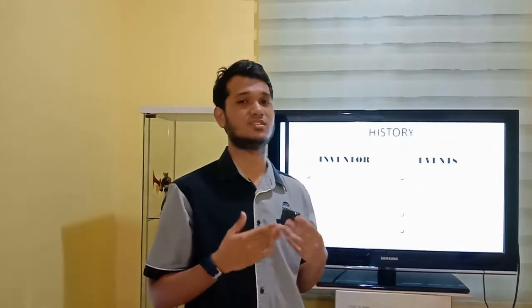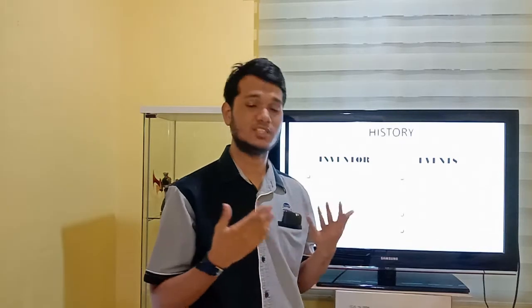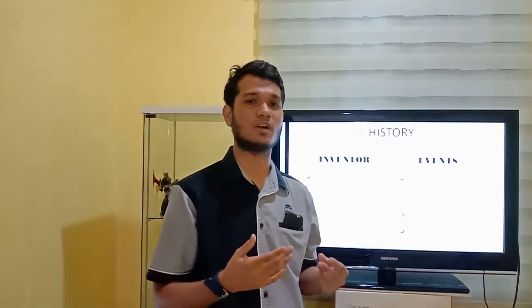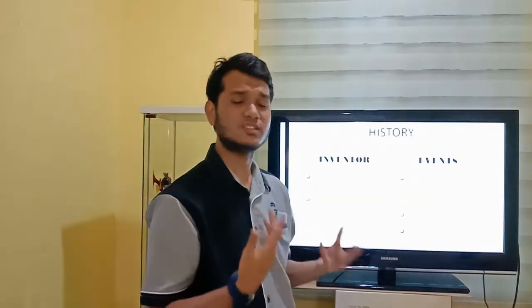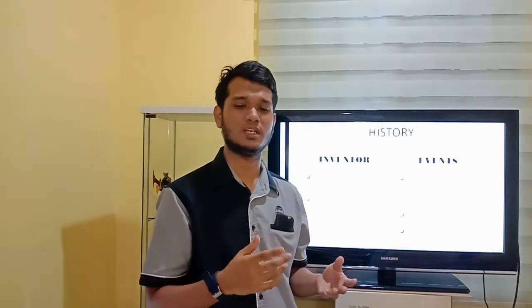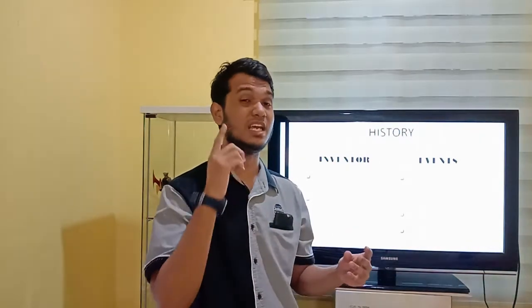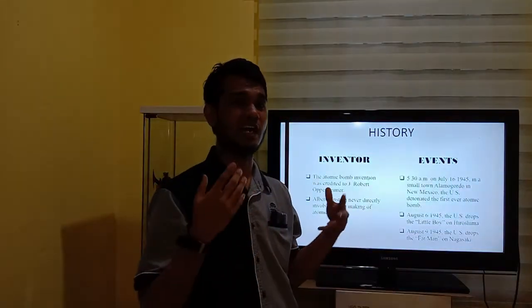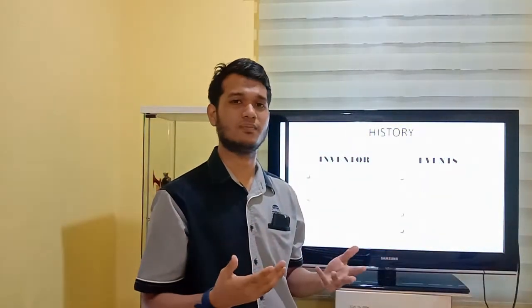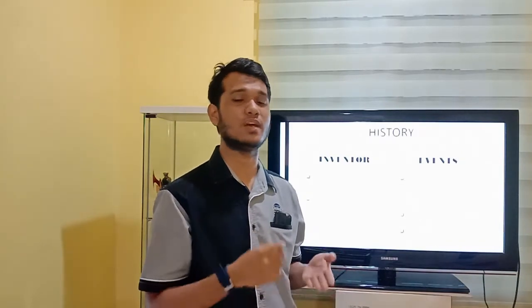So let's go a little bit in the history. So why does history matter? It is because we scientists must know how an invention came to the front page of the news. And there is a misunderstanding about this atomic bomb. We always know that Einstein is the one who is responsible for the invention of atomic bomb. But in fact, Albert Einstein never directly made the bomb. He only showed support to the US government in developing this bomb.